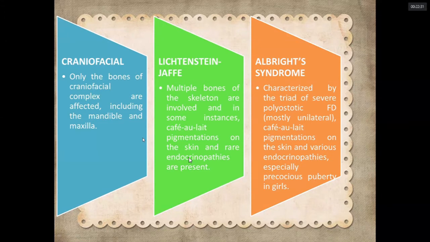The third form of polystotic fibrous dysplasia is the Albright syndrome, which is characterized by the triad of severe polystotic fibrous dysplasia, which is mostly unilateral, café-au-lait pigmentations on the skin, and various endocrinopathies, especially precocious puberty in girls. So these are the types of fibrous dysplasia described by Jaffe and Lichtenstein in 1942.